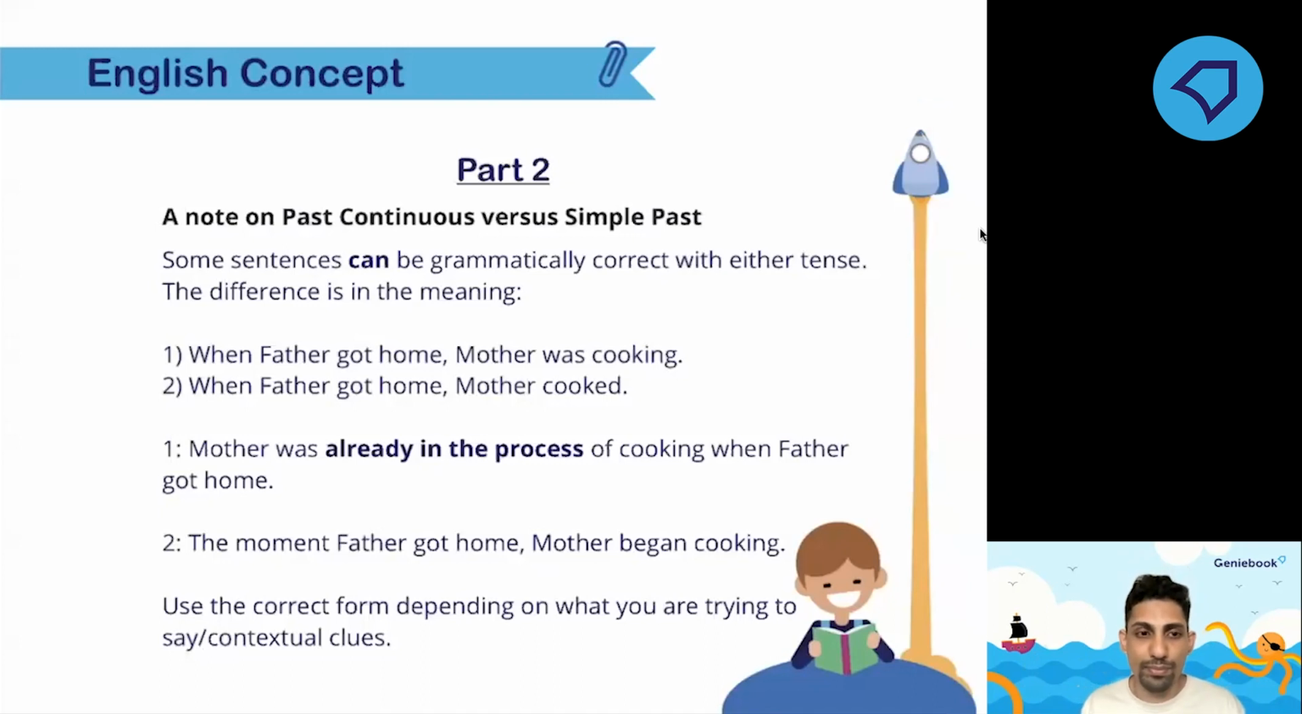That's number one. Number two, when father got home, mother cooked. This is mother. Ding dong. Oh hi. Let me cook now. You see? You see the difference? The difference in tense affects the cooking. When did the activity start? Okay, so in the first one, to say again, mother was in the process of cooking. She was already cooking when father came home. Second one, after the other. All right? Okay. So you have to use the correct form depending on what you're trying to say.